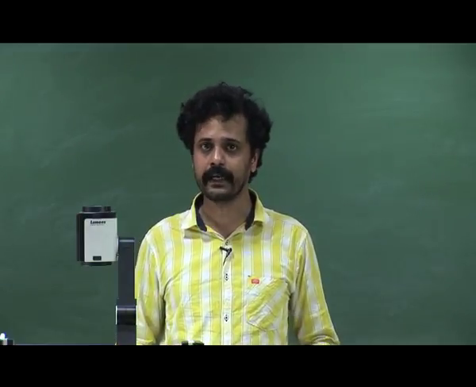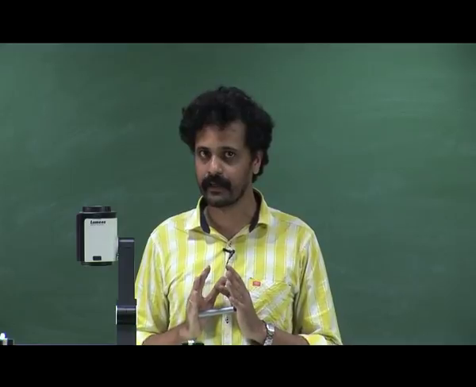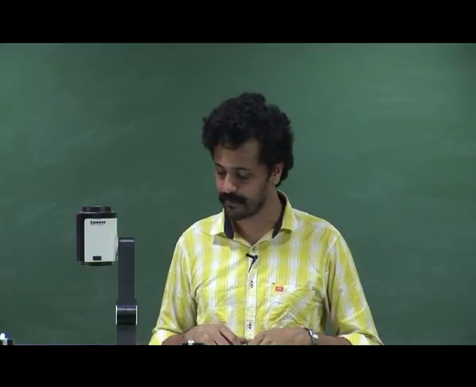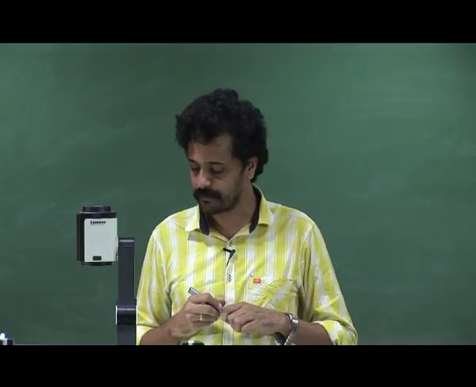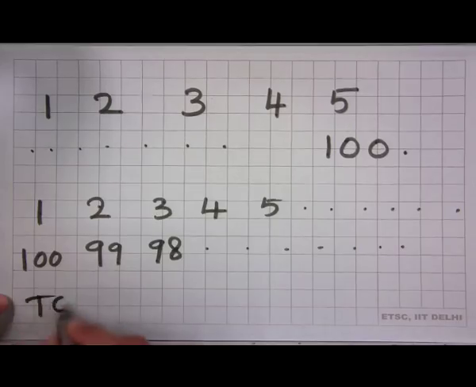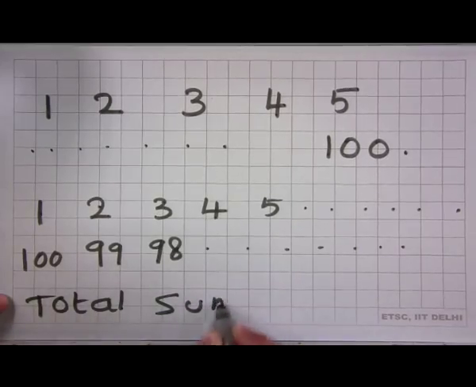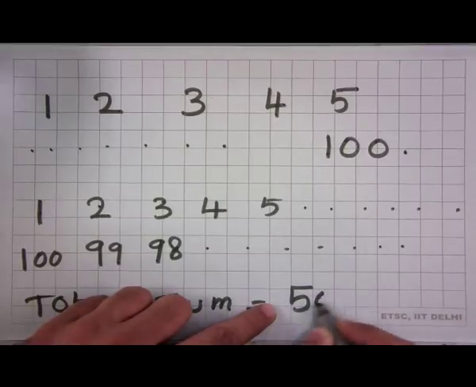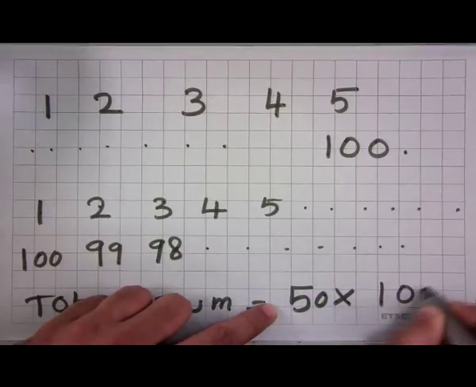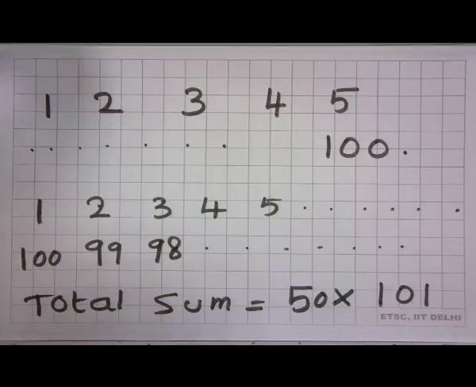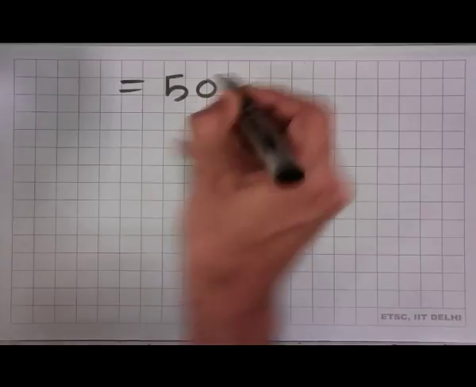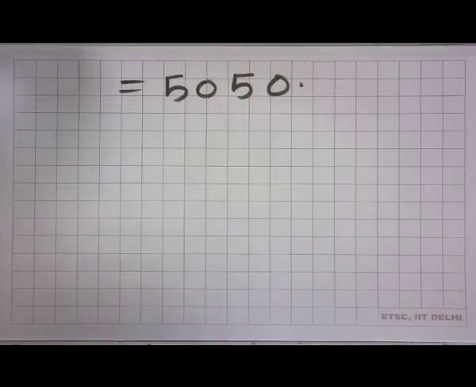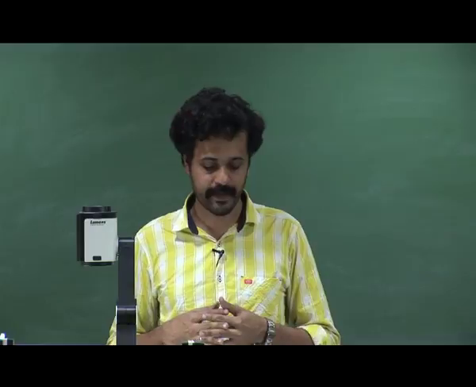How many pairs are there? Recall, there are 100 numbers, so there are 50 pairs. And each pair sums to 101. So, the total sum will be 50 pairs, with each pair summing to 101. So, it is 50 into 101, which is 5050. This is how Gauss could compute the sum of the first 100 natural numbers in a matter of seconds.